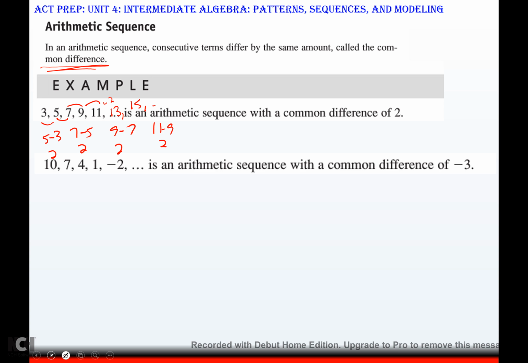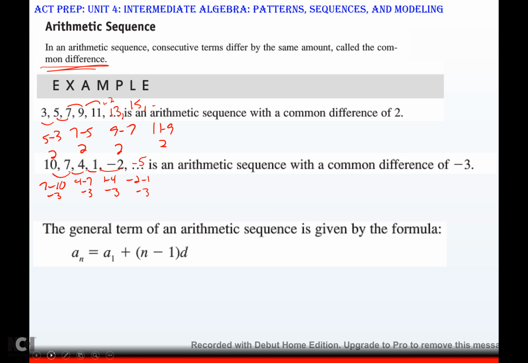This one's an arithmetic sequence, but now we're going down, so the common difference is -3, because 7 minus 10 is -3. 4 minus 7 is -3. 1 minus 4 is -3. -2 minus 1 is -3. So to get the next one, I would add -3. So -2 plus -3 would be -5, and so on and so forth.